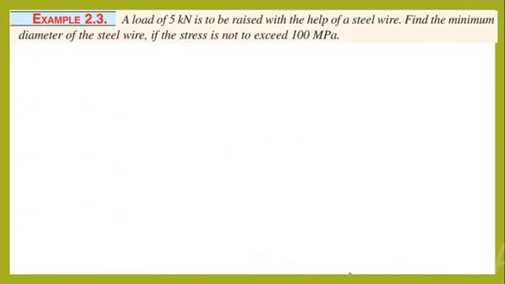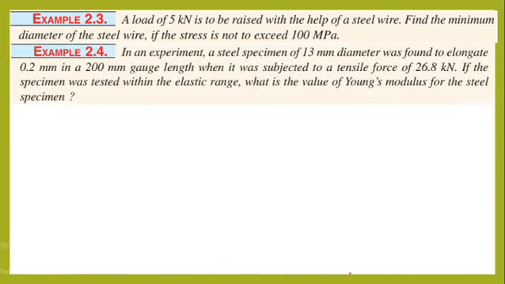Okay, here is one more question. A load of 5 kilonewton is to be raised with the help of a steel wire. Find the minimum diameter of the steel wire. The stress should not exceed 100 megapascal. They have given the load and the stress, and we have to calculate the diameter of the wire. So take it as homework. Here is our next question.